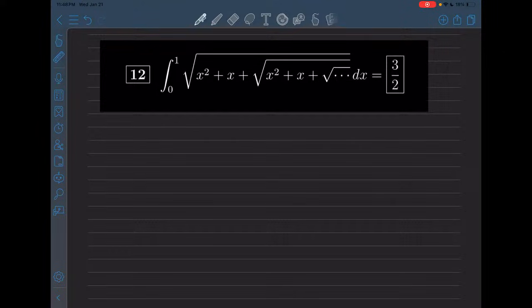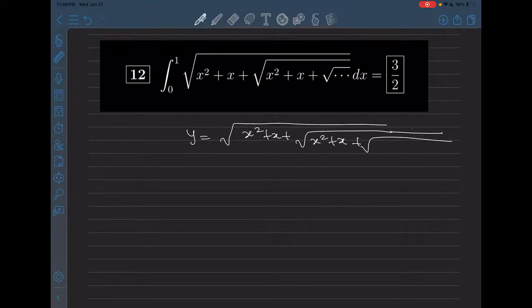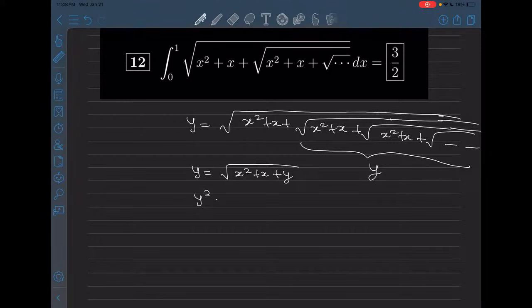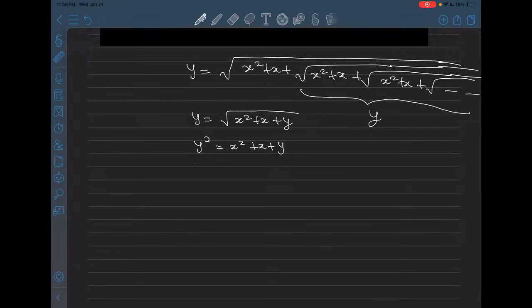So let's say we write this expression as y. Notice that the inside thing is also the same thing, because it's going to infinity. So essentially this thing is also y, right? So I can write y equals the square root of x square plus x plus that, which is also y. So this becomes a quadratic equation: y square is equal to x square plus x plus y. So I just need to solve for y from here.